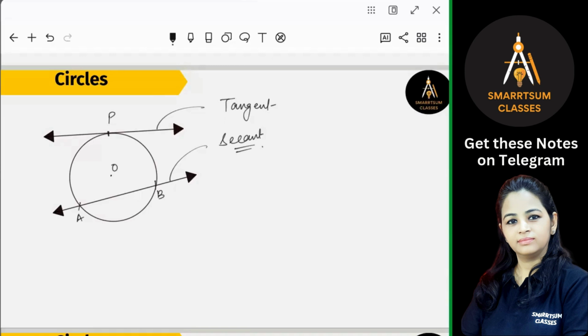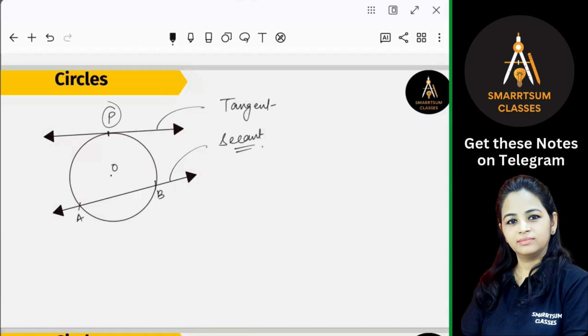Okay, and the point at which the tangent meets the circle is called the point of contact, right? So here the point P is called the point of contact, right? So at any one point, there is only one tangent which can be passed through it, right?